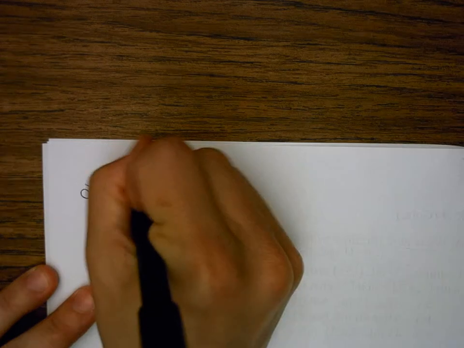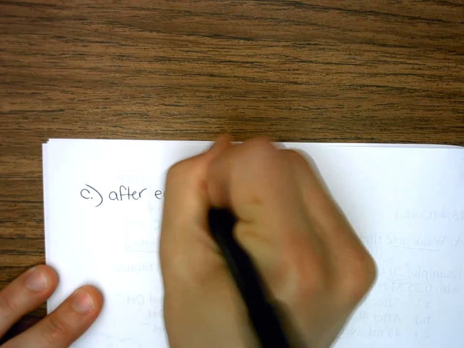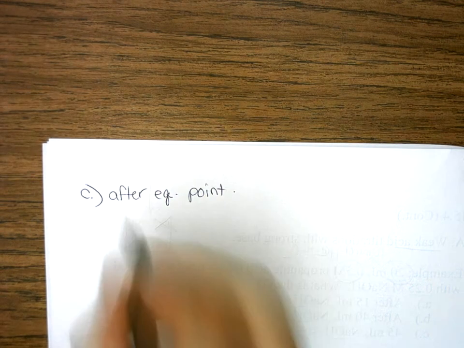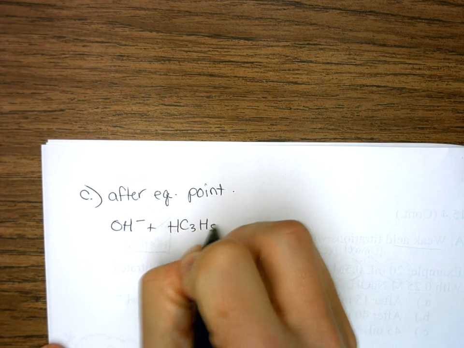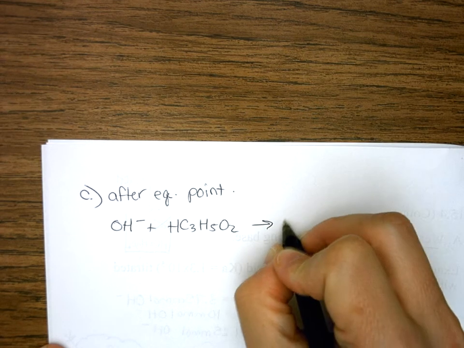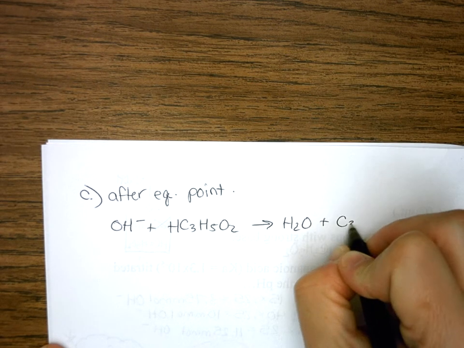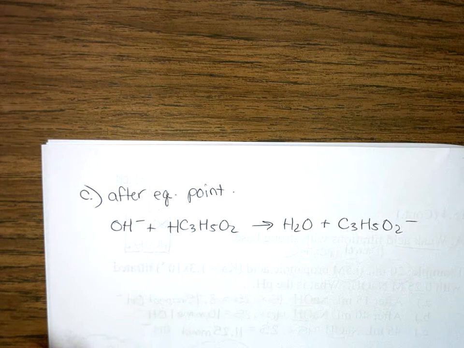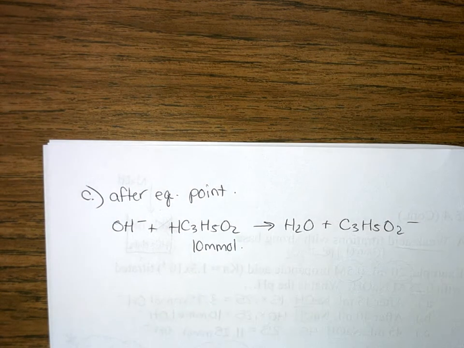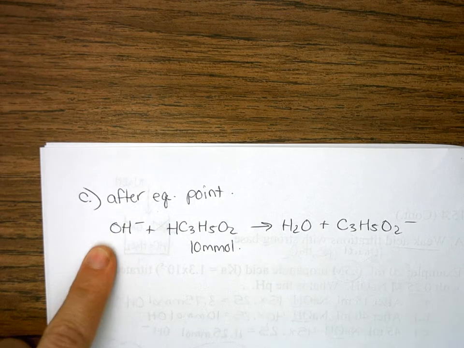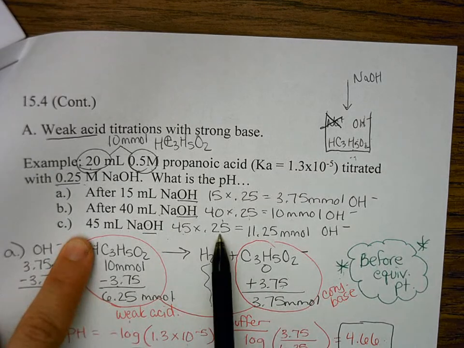Part C is after the equivalence point. So I'm going to go ahead and write out the reaction again. I get hydroxide ions plus the propanoic acid, and it leaves me with water and propanoate. My millimoles that I started with is always the same for the propanoic acid, 10 millimoles. The hydroxide ions, I found already what that number of millimoles was, 45 times 0.25. That's 11.25. So this goes here.